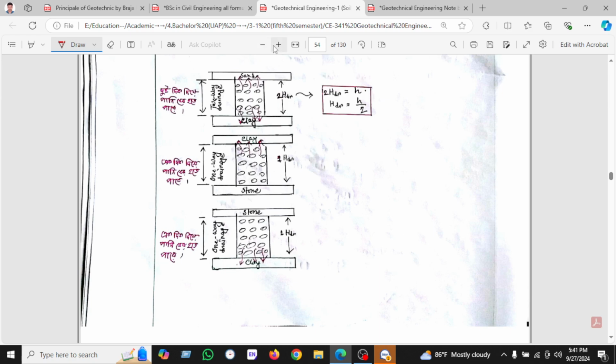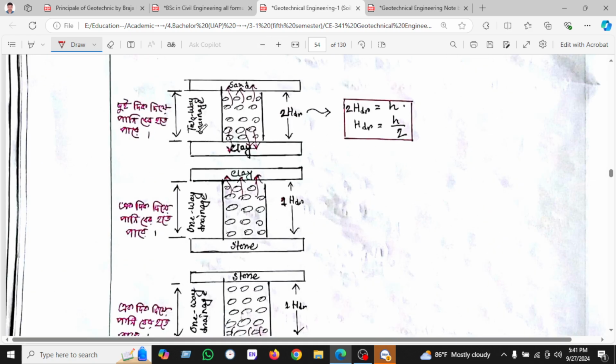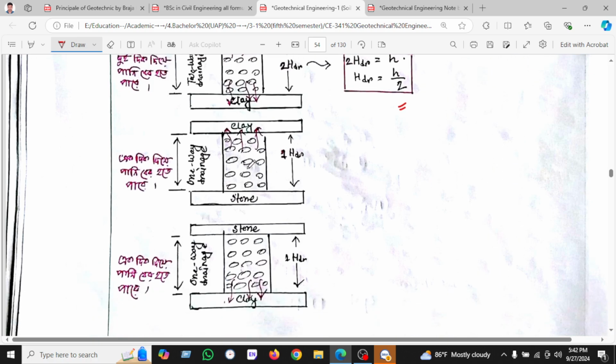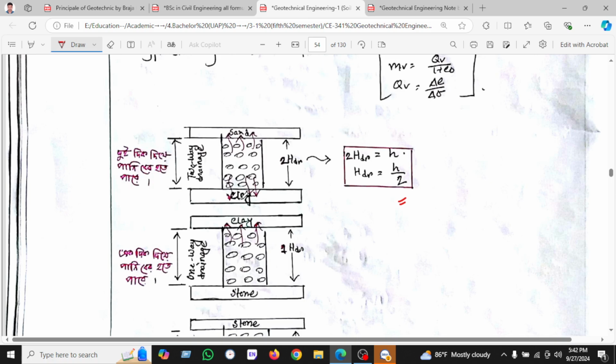So here we can see two-way drainage. This is the soil, and the lower portion is clay and the upper portion is sand, and the water is seeping through both ways, then we can say 2 dr. So 2 dr equals H, and dr equal to H divided by 2. This is our main basic, how we'll get H by 2, because it is drainage in two ways.